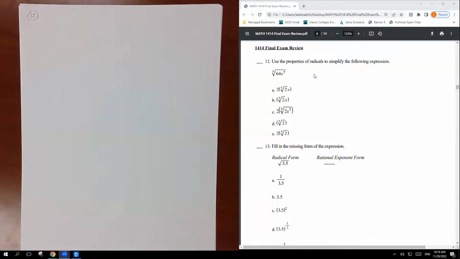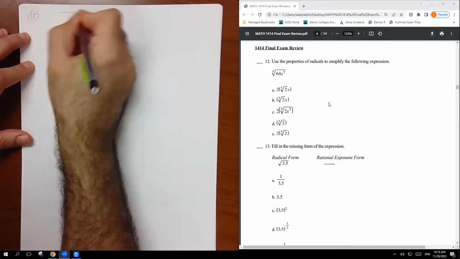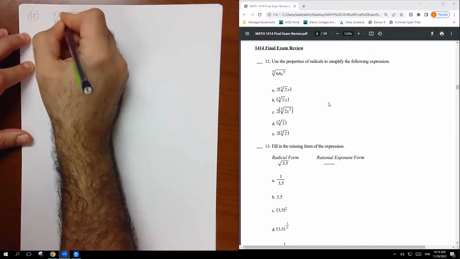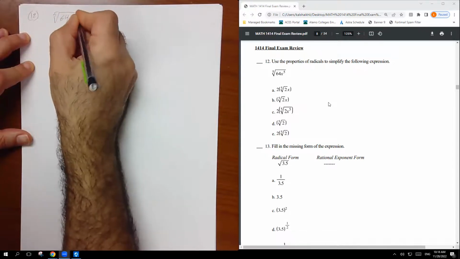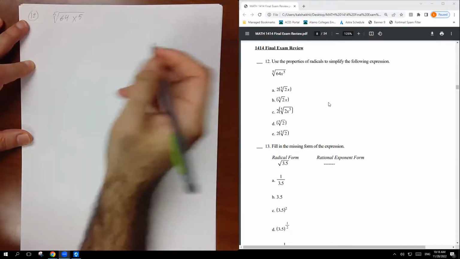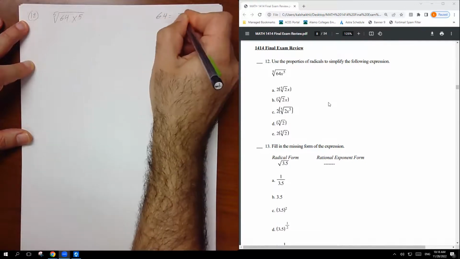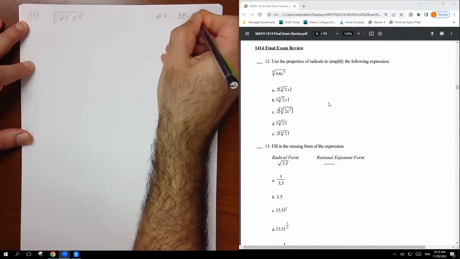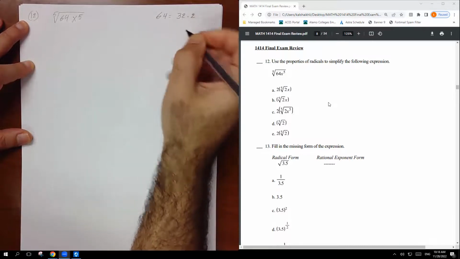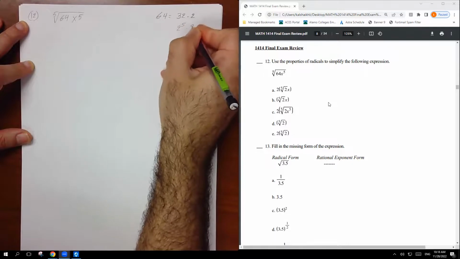For example 12, use the properties of radicals to simplify. Let's simplify this, the fifth root of 64x to the power 5. So let's check how I'm going to simplify this one. 64, I'm going to write down is 32 times 2. Because 32, I can write it down as 2 to the power 5 times 2.